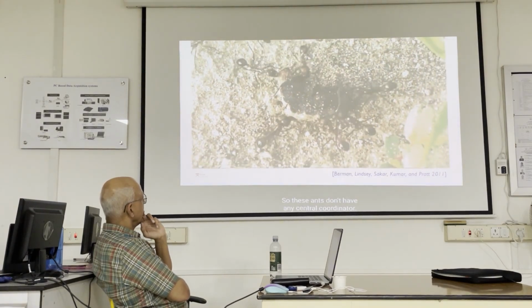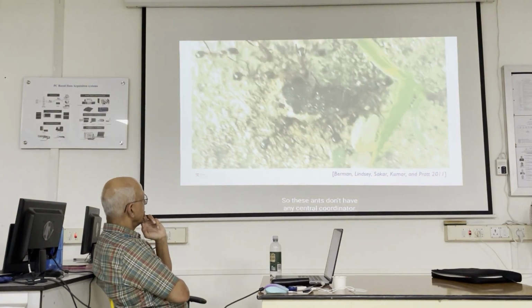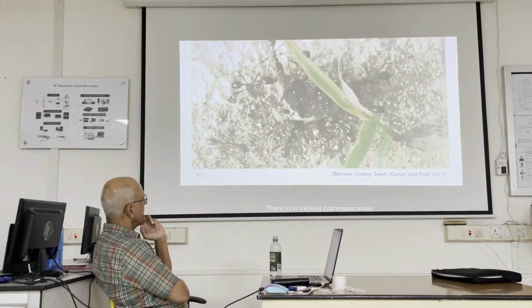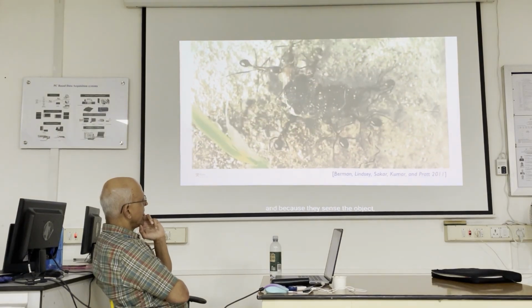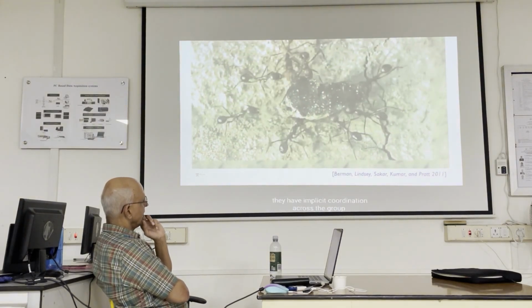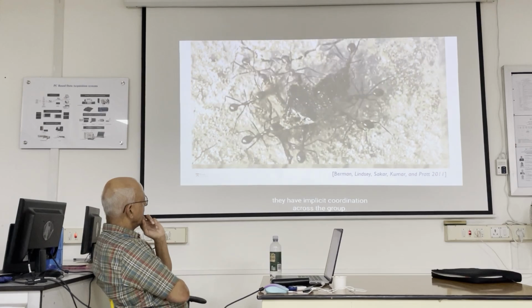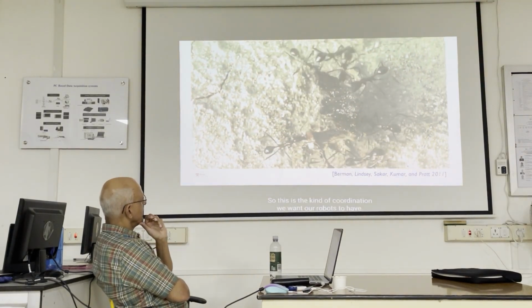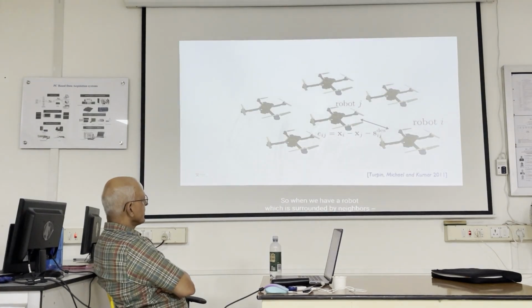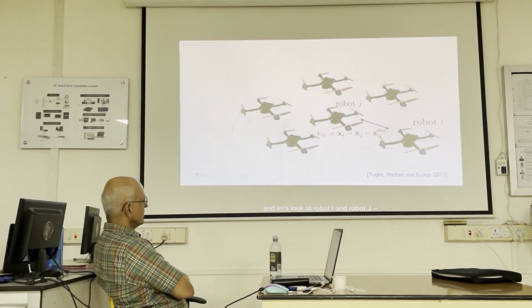So these ants don't have any central coordinator. They sense their neighbors. There's no explicit communication. But because they sense the neighbors and because they sense the object, they have implicit coordination across the group. So this is the kind of coordination we want our robots to have. So when we have a robot which is surrounded by neighbors, and let's look at robot I and robot J, what we want the robots to do is to monitor the separation between them as they fly in formation.